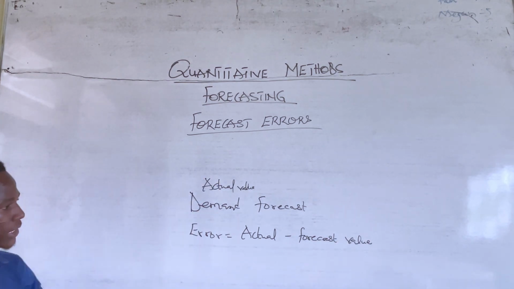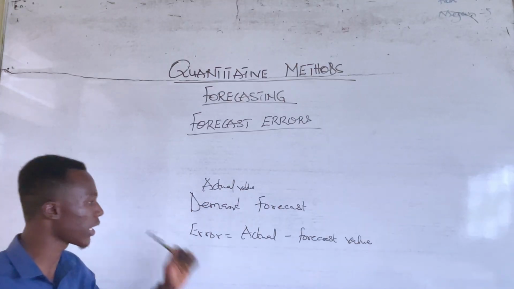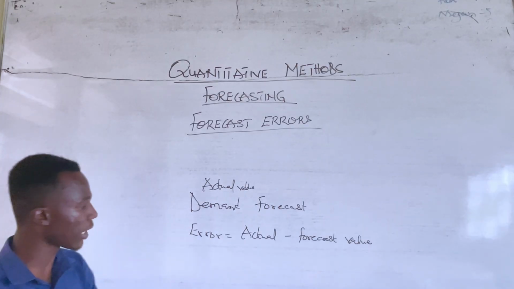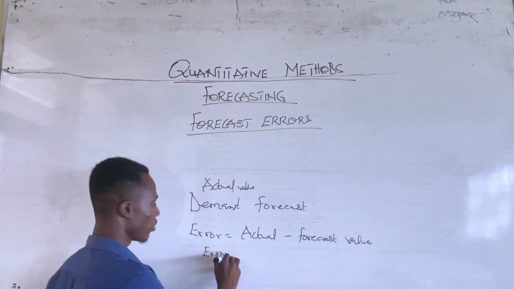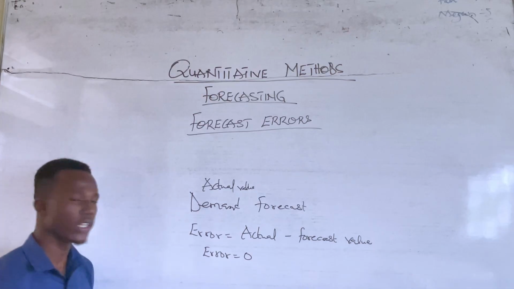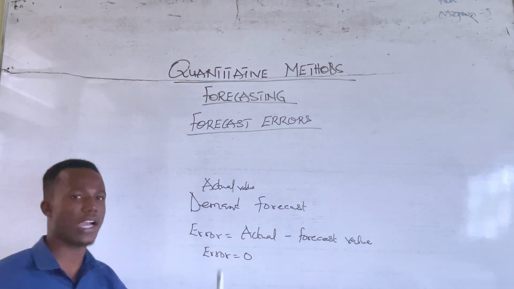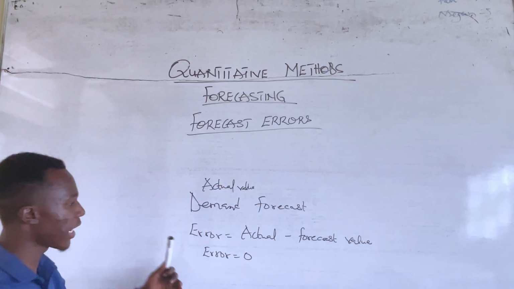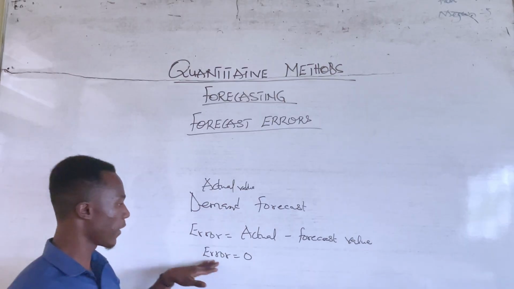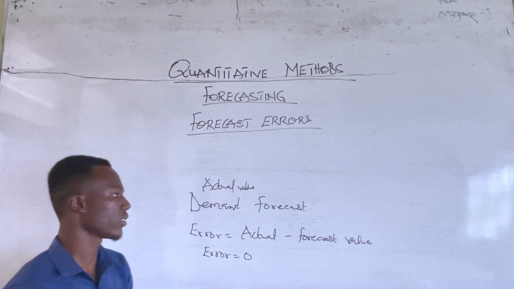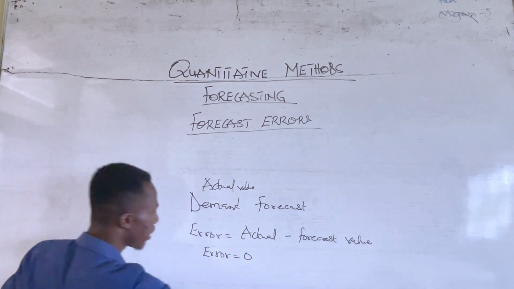So it means the ideal knowledge behind forecasting is that anytime you predict or forecast, the error must be equal to zero. It means your prediction must tally with the demand or the actual value. Anytime one is greater than the other, there is an error. Okay, so this is the formula for calculating an error.